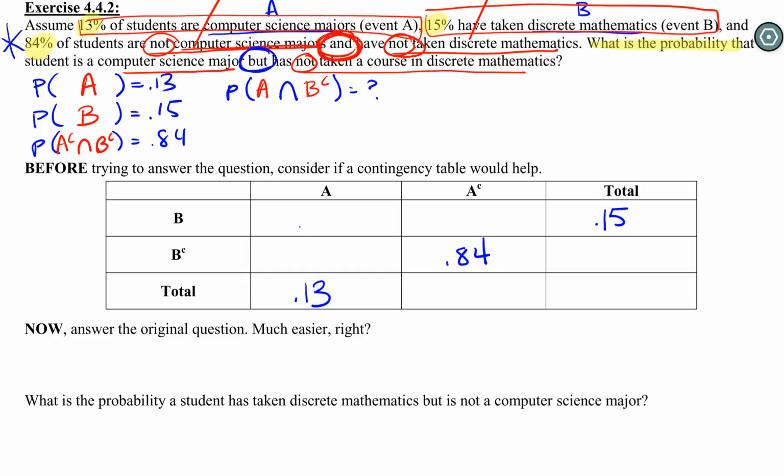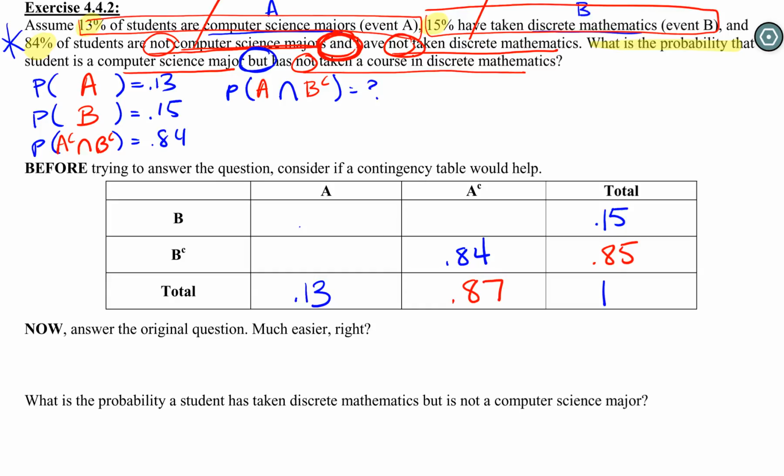Now, this is all we need. Three pieces and we can fill in the entire table, as long as we have the two marginals and a joint. The way we do that is that we know one more piece of this table. We know everything sums to 100% or to 1. So if 15% of people have taken discrete math, that means 85% of people have not. And if 13% of the students are computer science majors, that means, well, 87% are not.